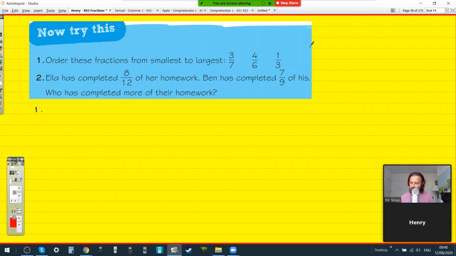And you don't have to do it all in your head. Okay. So I got it. So 3/7 is the smallest, and then 1/3 is the second smallest, and then 4/6 is the largest. Okay, and how about question two?